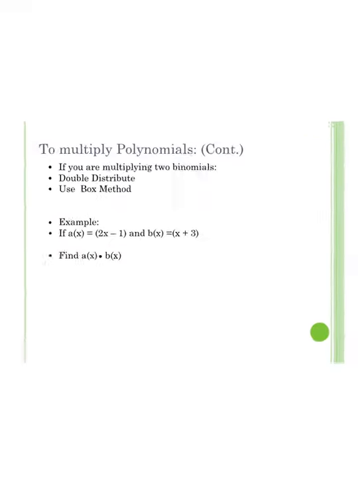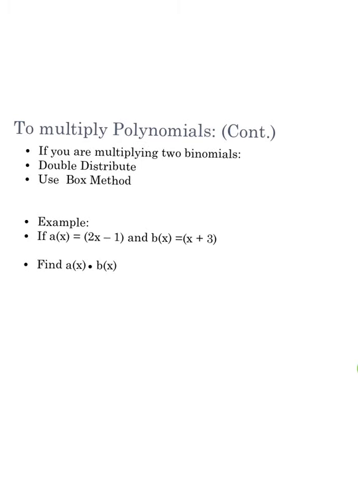Sometimes you could be asked to multiply two binomials. Now, if you remember, or if you're good at English, bi means two, so that means two terms. So there's two different ways to do it. I will show you both ways. I don't care which way you do it if you're getting them right. Some people like to double distribute.